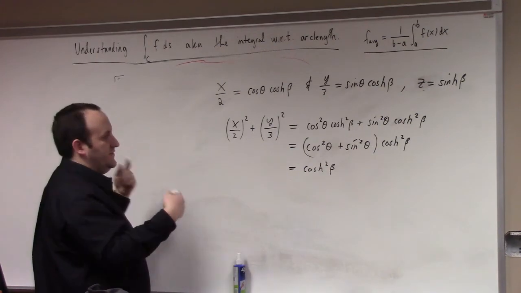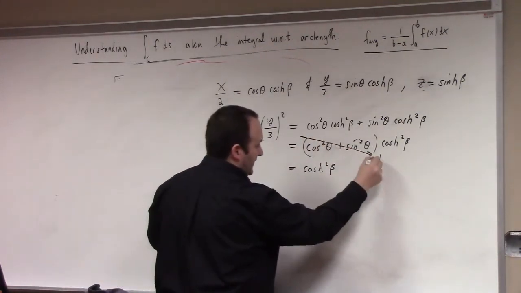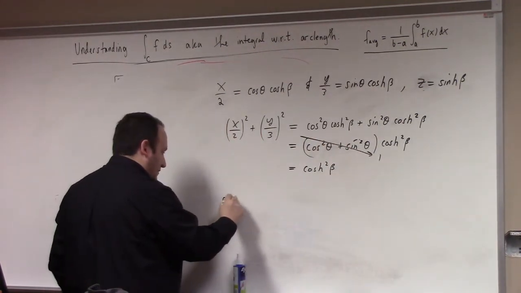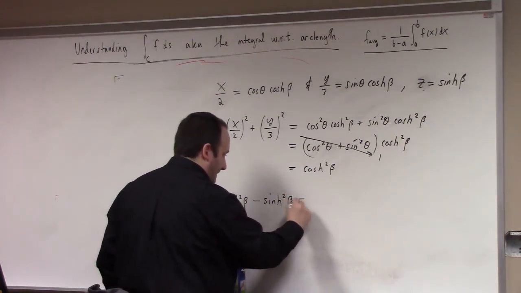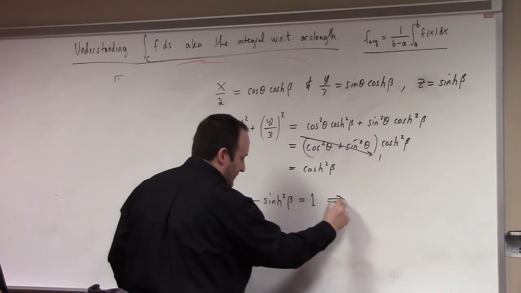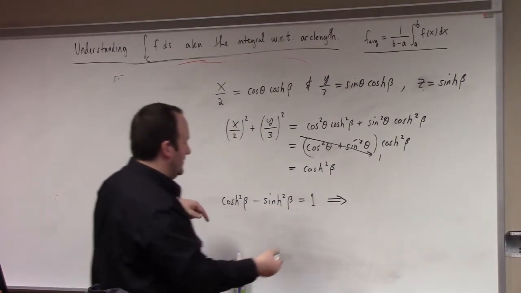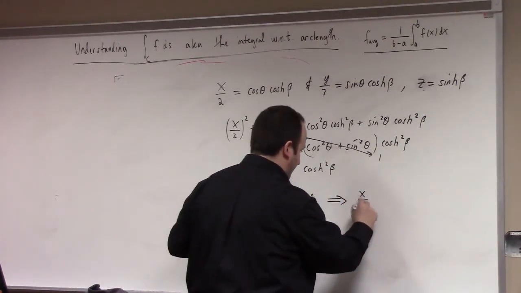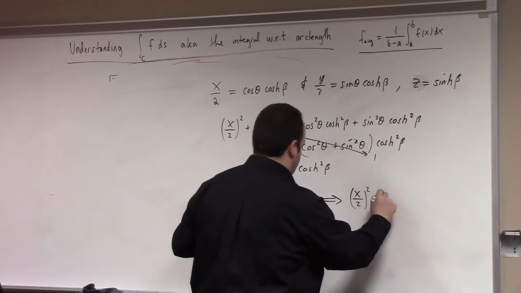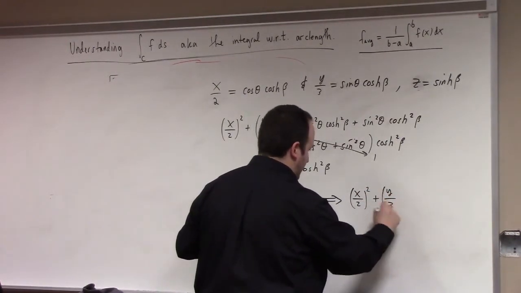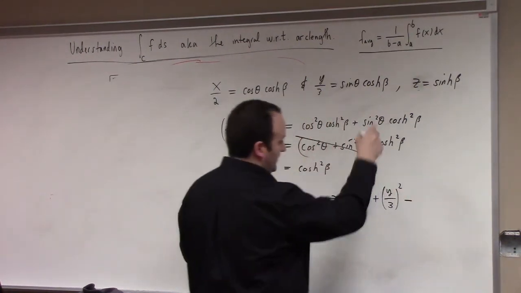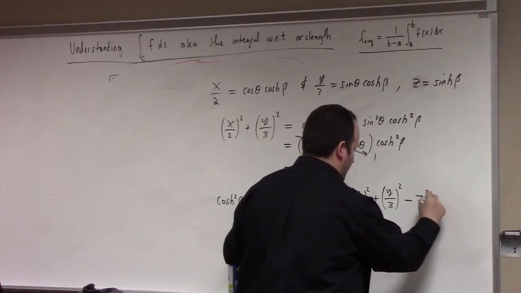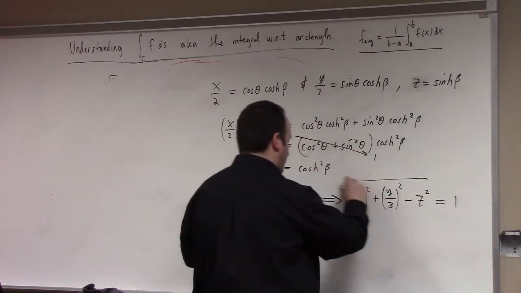But then, okay, you see I just used that this is 1, of course. We know that. But we also know that cosh²β minus sinh²β equals 1. And that tells me for my equations here that (x/2)² plus (y/3)² minus z² equals 1. And there you go.